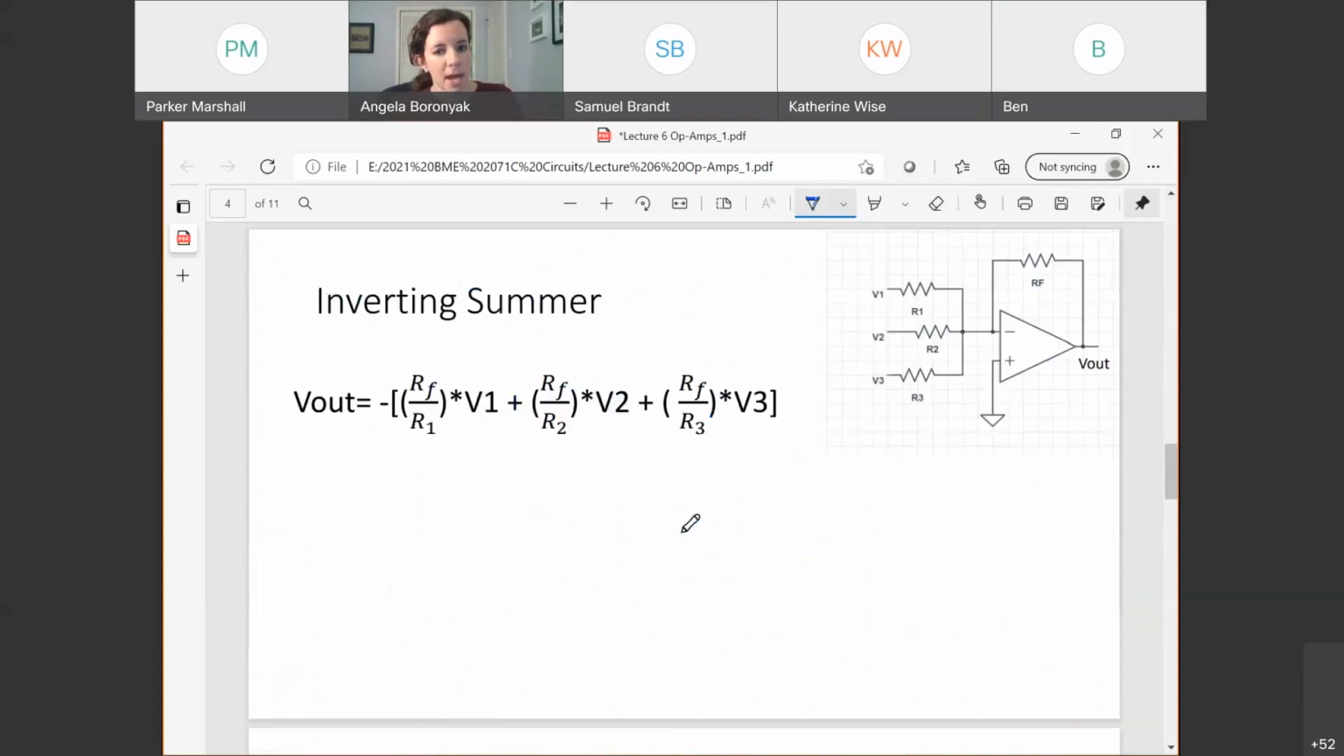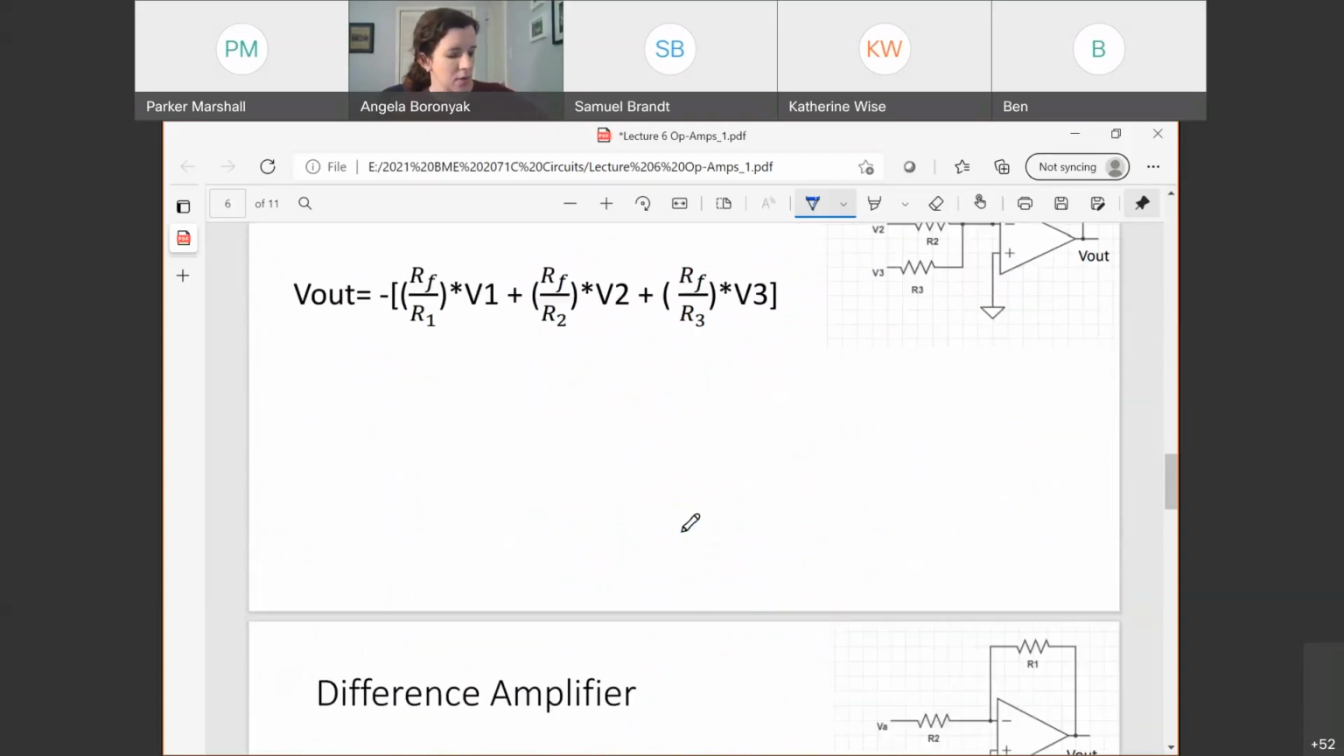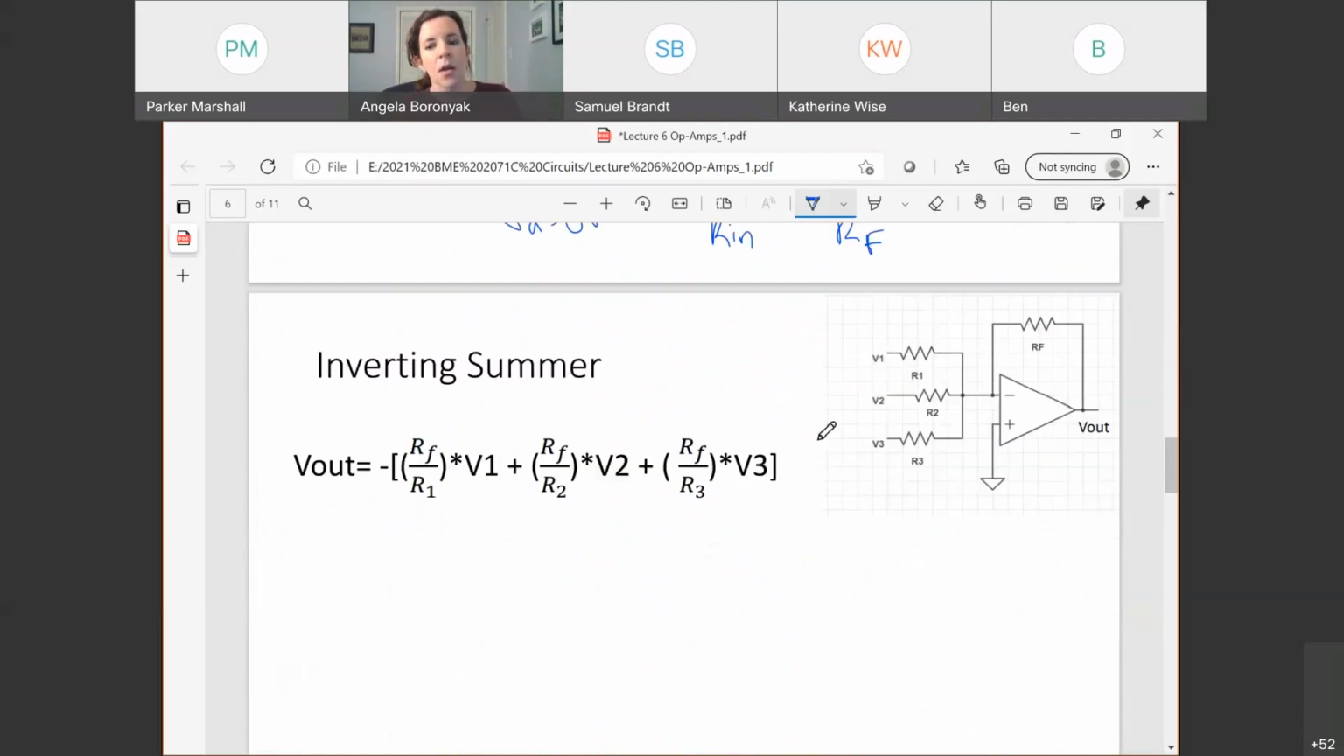Okay, I'm actually going to stop here because I have a meeting to go to at 1, but we will get into it next week. We'll continue our op amps, learning a setup called an inverting summer that will allow us to add voltages together. Remember I said op amps can do math for us.